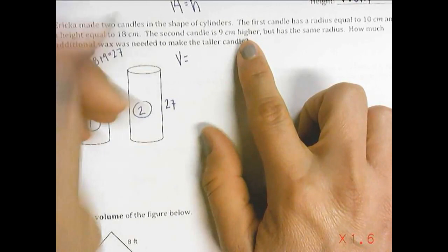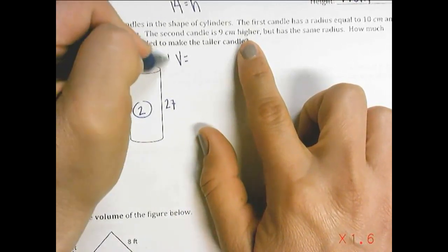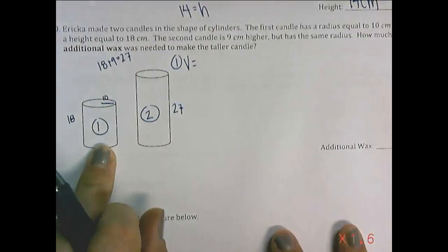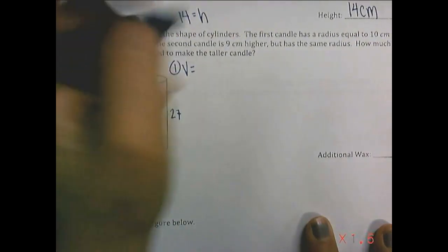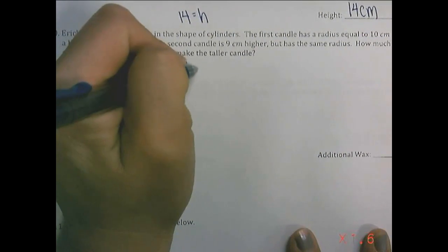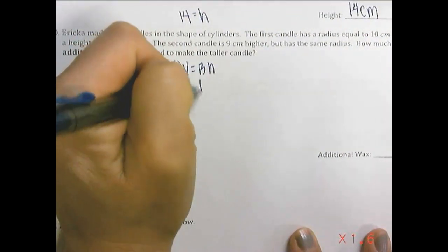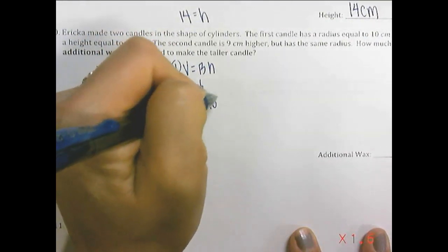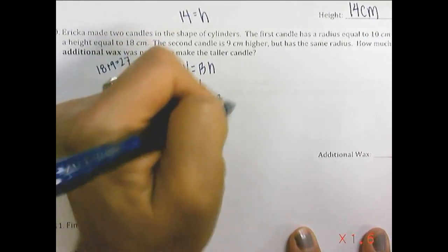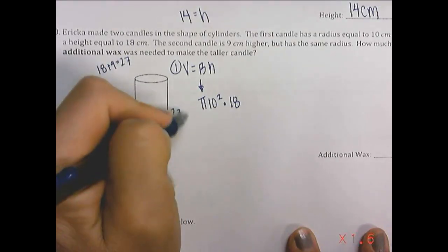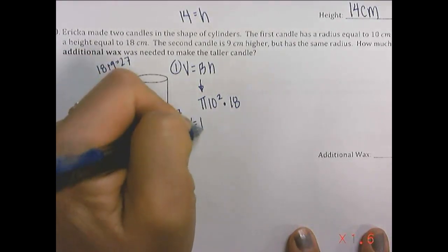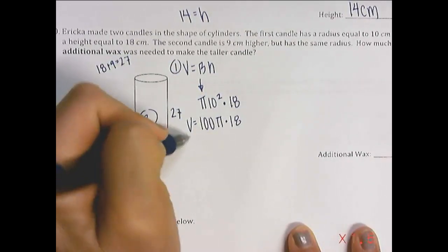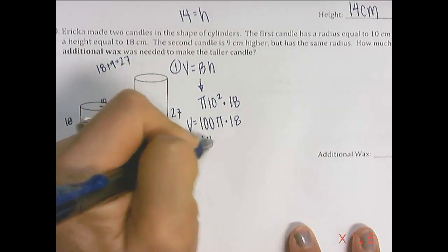Okay, so now I'm going to figure out the volume of my first candle here. Remember, it's big B times my height. Well, big B is going to be equal to pi times 10 squared, and then times my height, which is 18. So my volume is going to be equal to 100 pi times 18, which will simplify down to 1,800 pi.